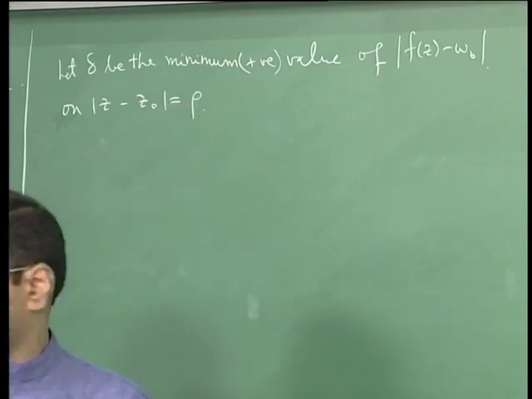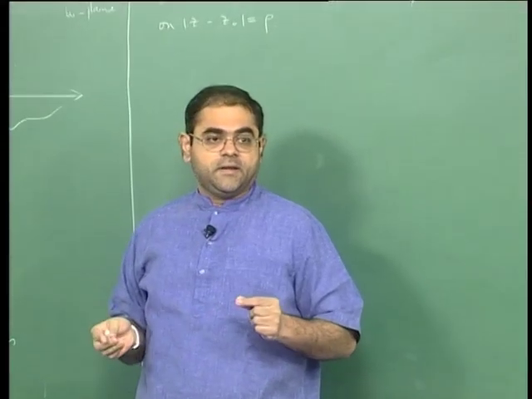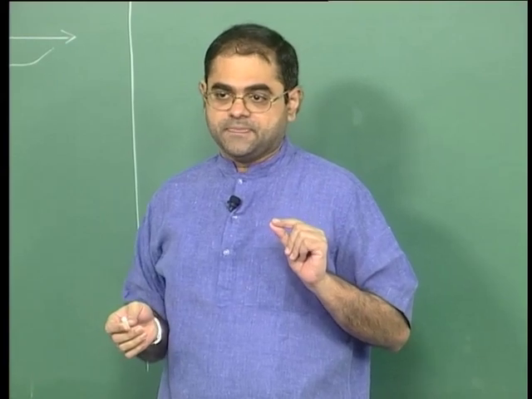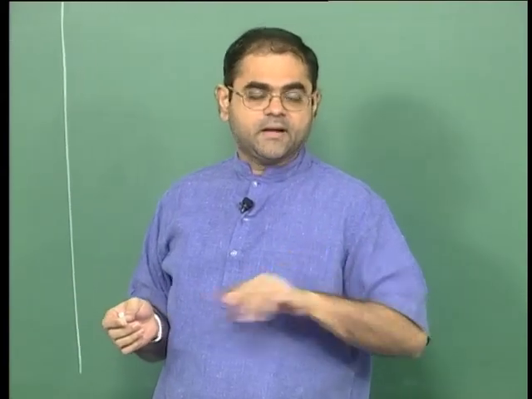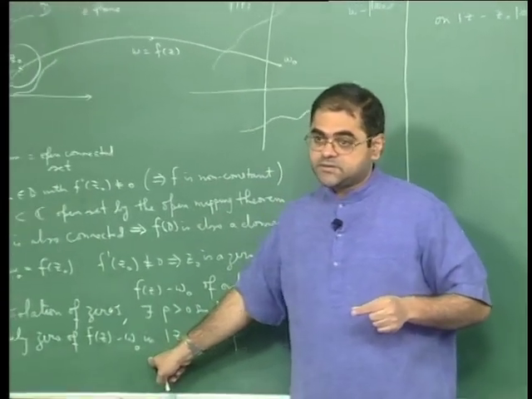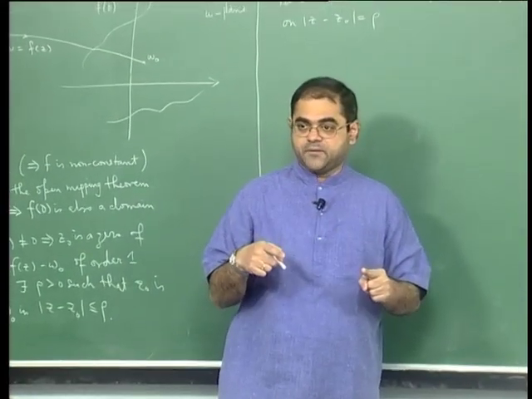If you look at mod of f of z minus w naught, it vanishes only at one point in the closed disk, that is at the center. At no other point does it vanish, because if it vanished at some other point, that would become a 0 of f of z minus w naught. But we have assumed that there is only one 0 because of isolation of zeros. So in particular on the boundary circle also it will not vanish.